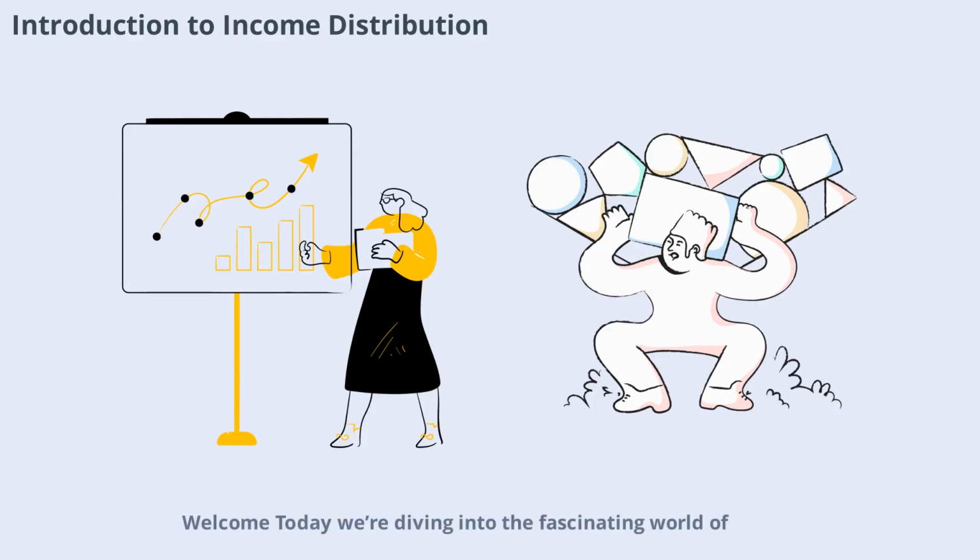Today we're diving into the fascinating world of income distribution and the Kaitz curve in economics. Income distribution refers to how a nation's total earnings are divided among its population. This topic is crucial because it helps us understand economic inequality, social mobility, and the effectiveness of policies like minimum wage. Throughout this video, we'll explore key concepts, real-world examples, and the role of the Kaitz curve in analyzing wage structure. Let's start by unpacking what income distribution means and why economists pay so much attention to it.